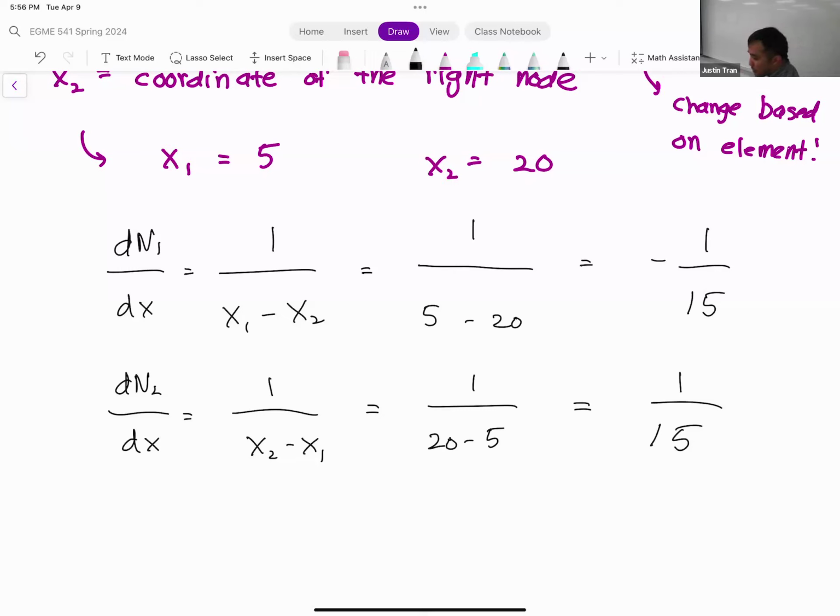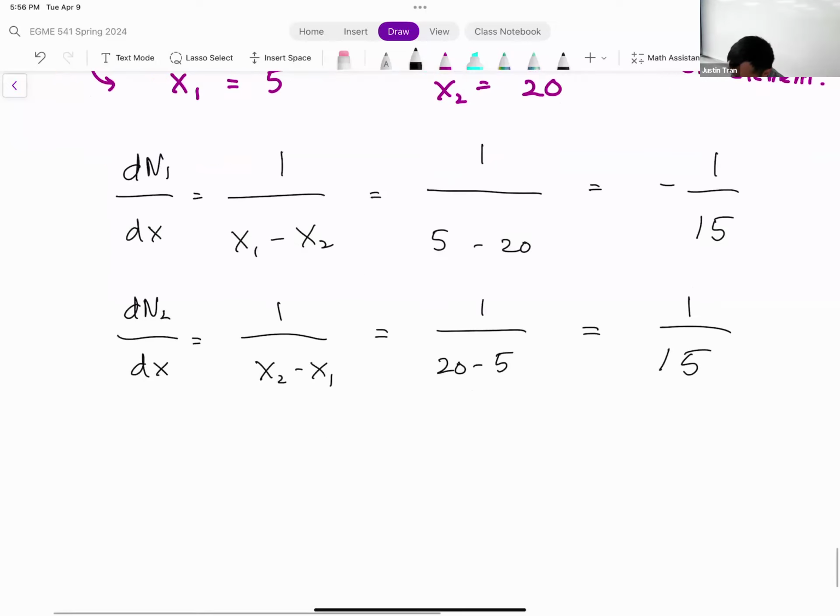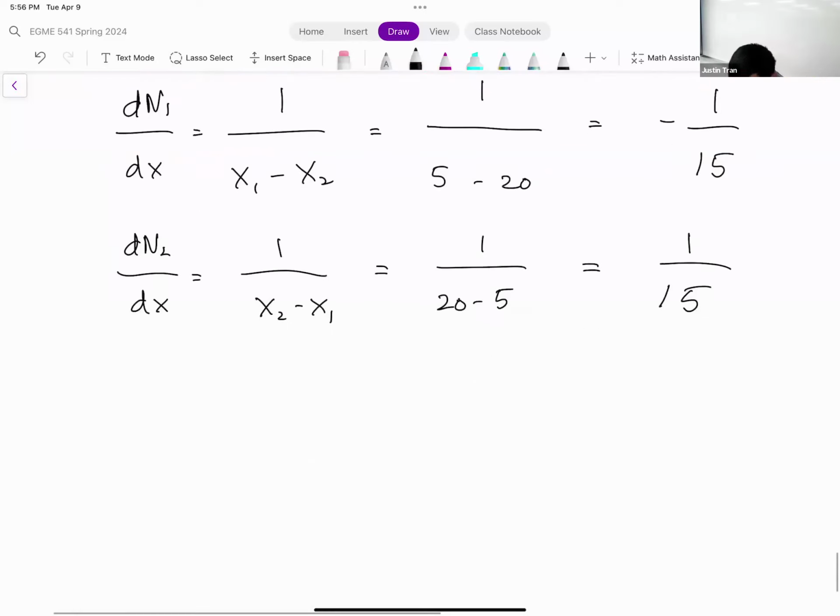If you compare that to the first element that we considered, the shape function derivatives were 1 over 5, right? Because that element was a lot smaller. But since element B here is much bigger, that means our shape function derivatives are going to be different as well. Okay. So let's plug all that in.